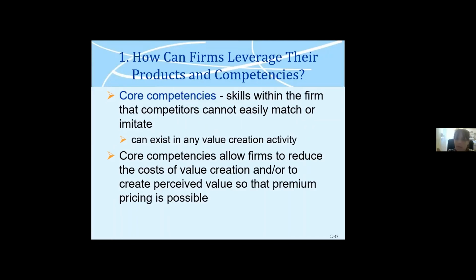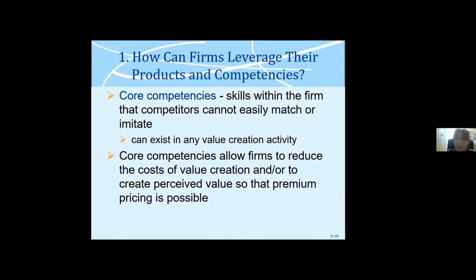The term core competencies refers to the skills that are embedded in the firm that competitors cannot easily match or imitate. These skills may exist in every one of the firm's value creation activities: production, R&D, human resource, logistics, general management, and so on. Such skills are typically expressed in product offerings that other firms find difficult to match or imitate.